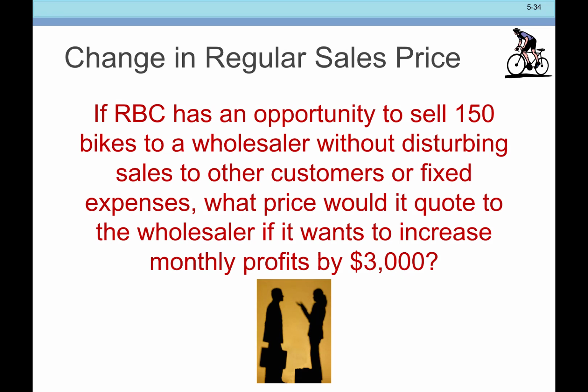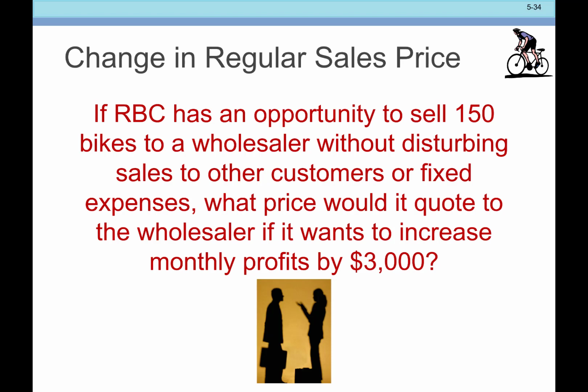Now let's say RBC has an opportunity to sell 150 bikes to a wholesaler without disturbing sales to other customers or fixed expenses. Okay? Now it says, what price would it quote to the wholesaler if it wants to increase monthly profits by $3,000? So what's happening here?